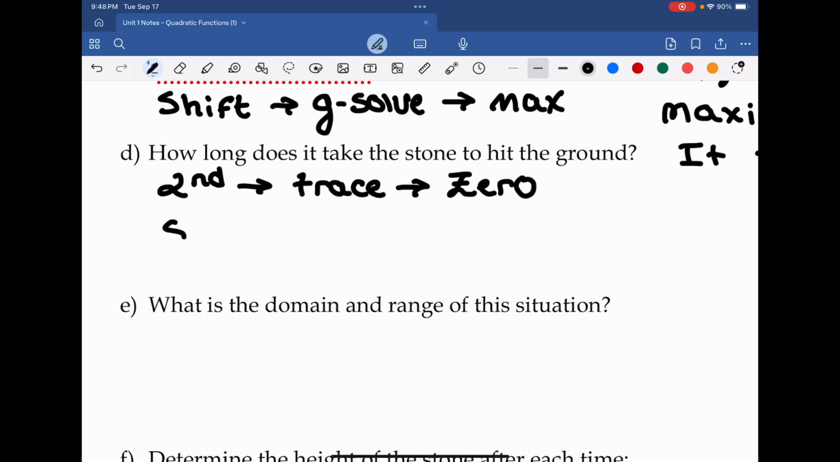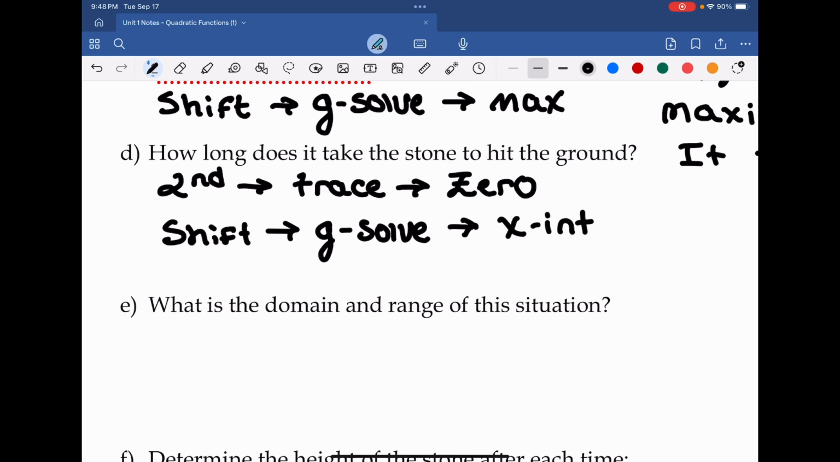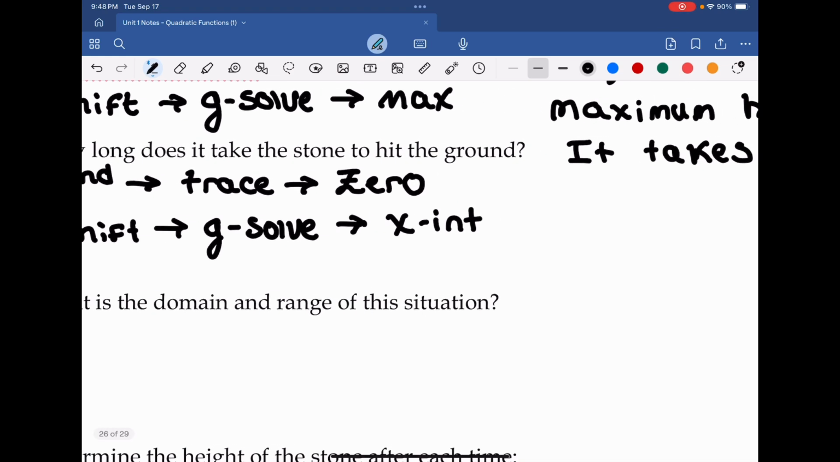For my Casio users, you're going to click shift, G-solve, and then you can click x-intercept. Or on some of the models, and more often than not, you'll just write in 0. But in your model, if it says x-intercept, then you'll want to put x in.